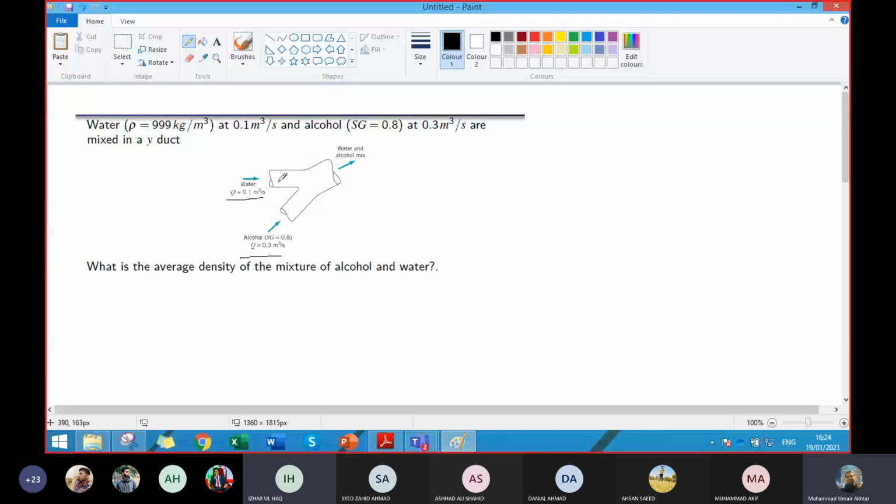Yes, sir. We define a control volume like this. We say this is region one, this is region two, and the outlet is the third control surface. So there are two inlets and one outlet in this problem. We know that according to the continuity equation, if this flow is incompressible, Q1 plus Q2 should be equal to Q3, and we know Q1 and Q2, right? Yes, sir. Q3 should be equal to 0.4 meter cube per second.